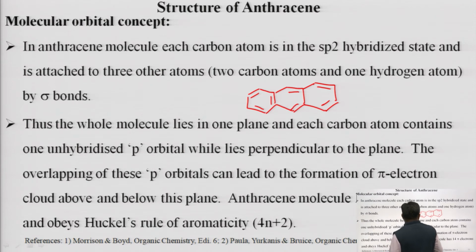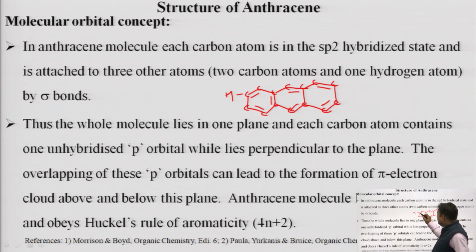For example, if you take one of the carbons of anthracene, it has 4 valencies. One valency is fulfilled by the overlapping of the s orbital of hydrogen. Two of the sp2 hybridized orbitals are overlapped with the neighboring carbons. So 3 valencies are fulfilled by overlapping. The 1 valency which remains is a p orbital, perpendicular to the plane of the anthracene ring, and it has an unshared electron.